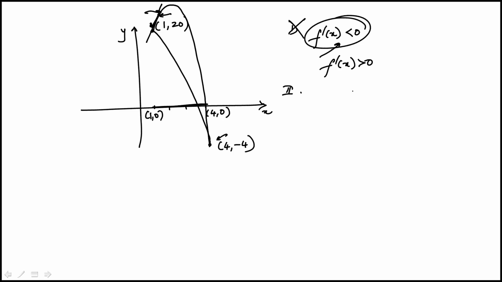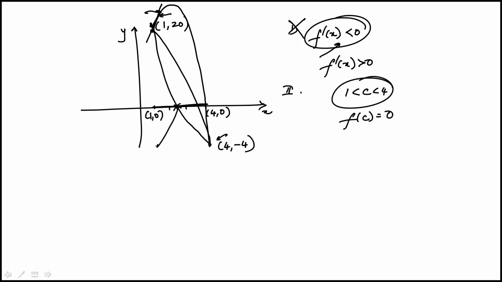So if we look at 2, there exists a number c between 1 and 4 such that f of c is 0. Because we're given the endpoint values, we know that because the function is differentiable, it has to cut across the x-axis. So there has to be a point, which is really the x-intercept, for which f of c is 0, and it's going to be between 1 and 4. So 2 must be true.